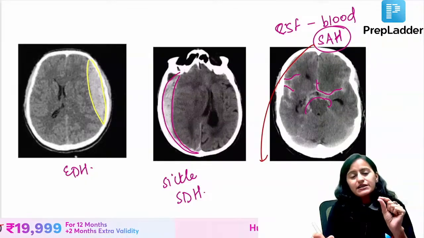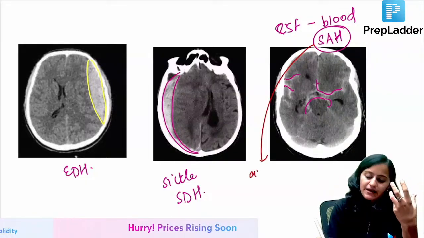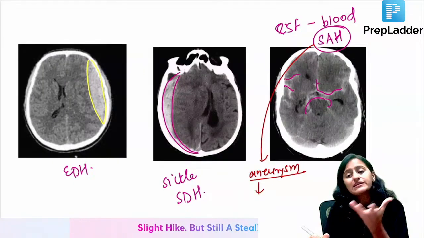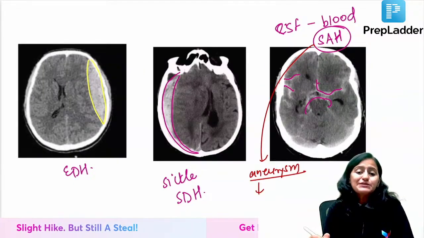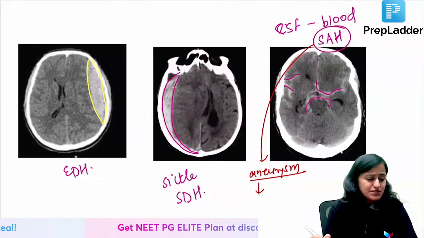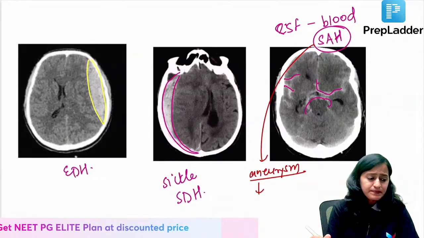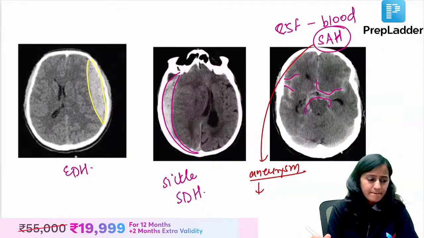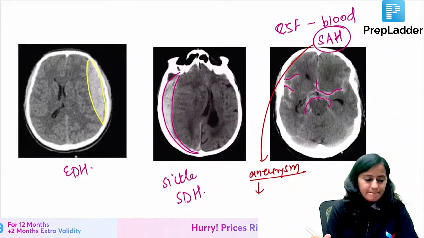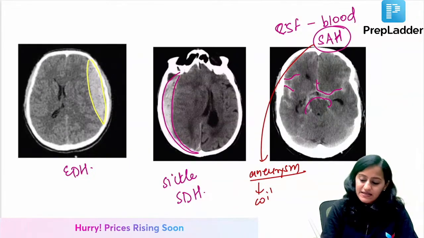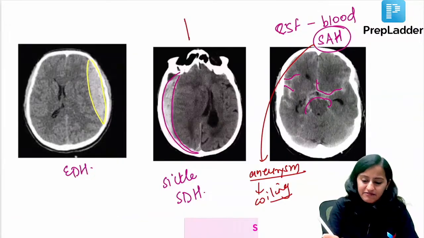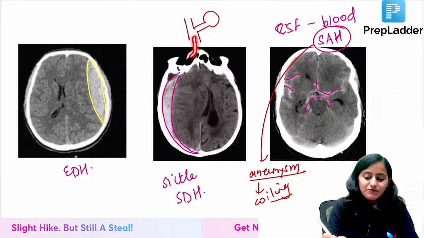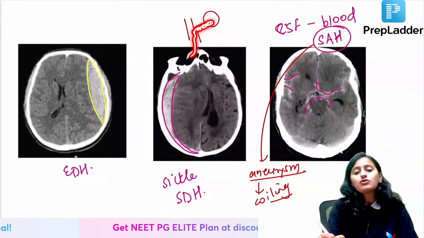Why does subarachnoid hemorrhage happen? It happens from berry aneurysm rupture. The question that came was, what interventional radiological treatment is done for an aneurysm? Is it going to be clipping? Yes, remember it is coiling. Understand that if this is an aneurysm here, if you are doing coiling, you go into the vessel and then you put a coil here.